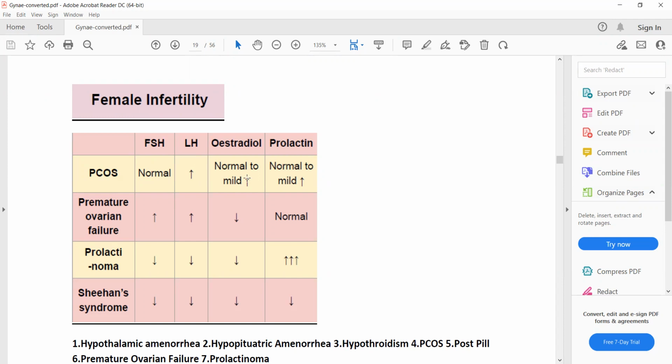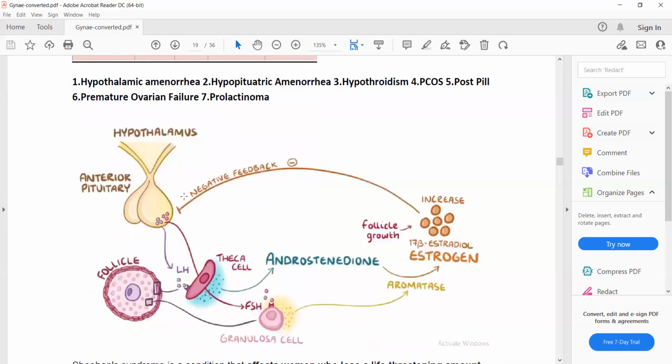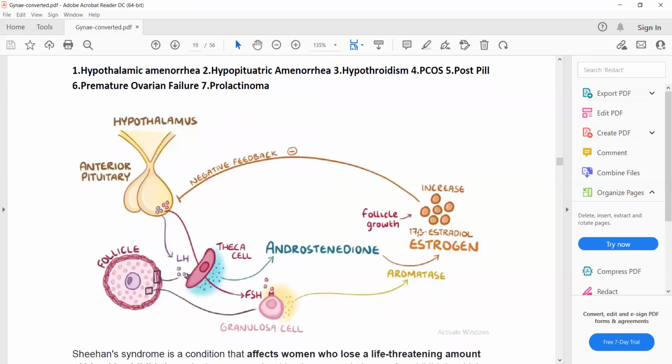And estrogen levels are normal or mildly increased in PCOS. Because as I told you in this diagram, in PCOS there is no problem with the estrogen production. So estrogen will be normal or mildly increased. The problem is due to high LH, which leads to a high synthesis of androgens such as androstenedione, which are converted by aromatase into estrogen. So estrogen level will be normal or mildly raised, but the problem will be due to high LH.